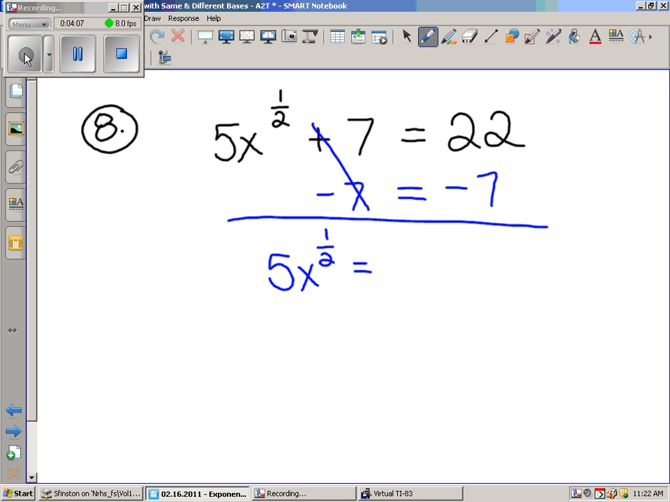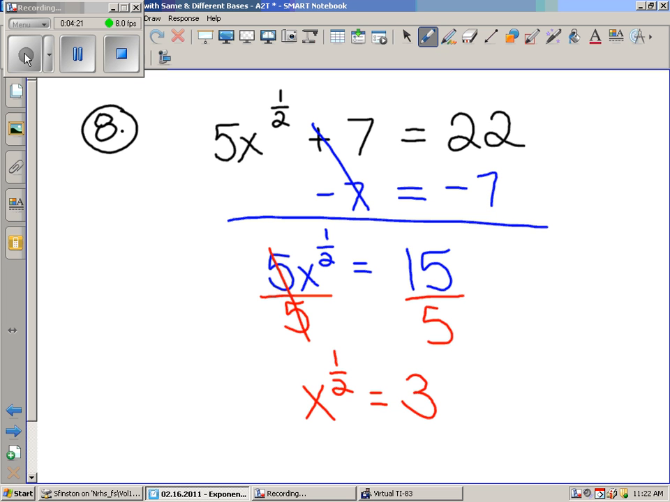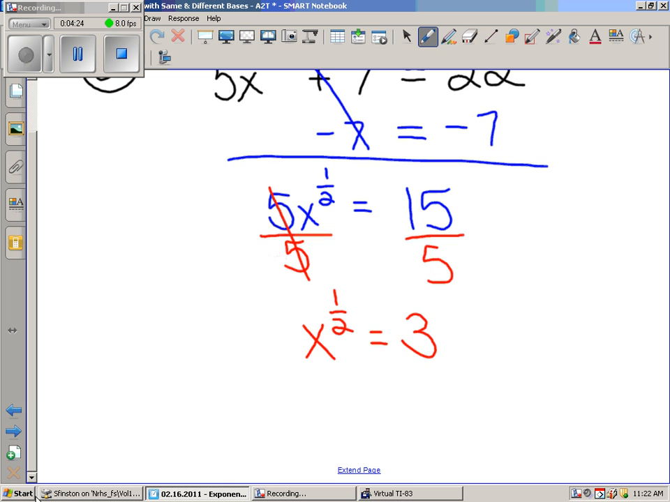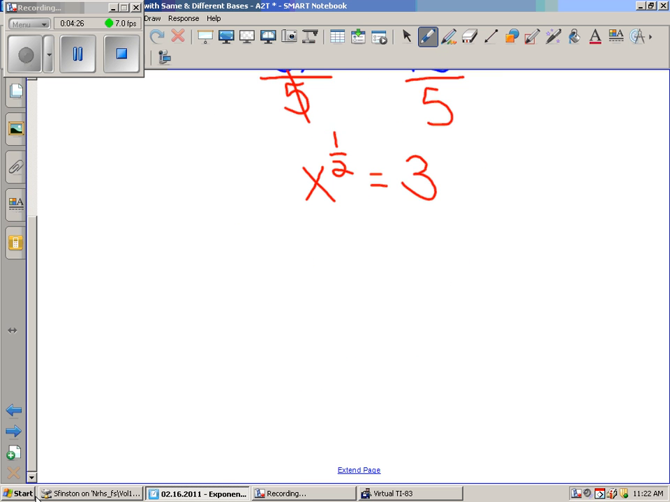After this one, we're going to do new stuff. It's going to be awesome. Come on. Divide both sides by 5. X to the 1/2 equals 3. Then we have to try and solve that, right? Let's raise both sides to the reciprocal of the exponent.